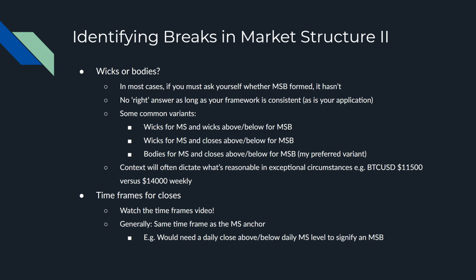So some common variants of wicks or bodies and candle closes: using wicks to delineate market structure, where a wick above or below constitutes a break. So no requirement for a close, just wicks through swing highs or swing lows would constitute a market structure break. I've seen that. The second one, I think probably the most popular, uses wicks for market structure, so swing highs and swing lows are the actual wicks of the candlesticks, and then closes above the highs or below the lows count as market structure breaks. This is the more conservative one where you're using the extreme for the high and low, and then you want a full close through to get some sort of confirmation.